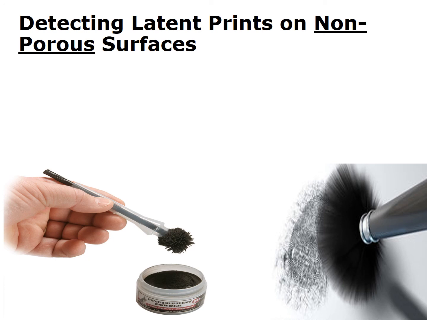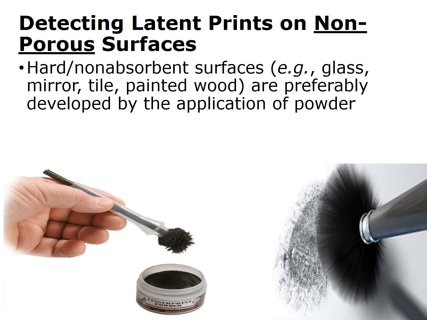So let's talk about detecting latent prints on non-porous surfaces, surfaces that do not absorb liquids. An example of a non-porous surface is a surface that's hard and non-absorbent. Glass, mirrors, tile, painted wood, because when you paint the wood and the paint dries, then that piece of painted wood no longer absorbs liquids. And when you have these non-porous surfaces, the preference is to develop fingerprints by the use of fingerprint powder.